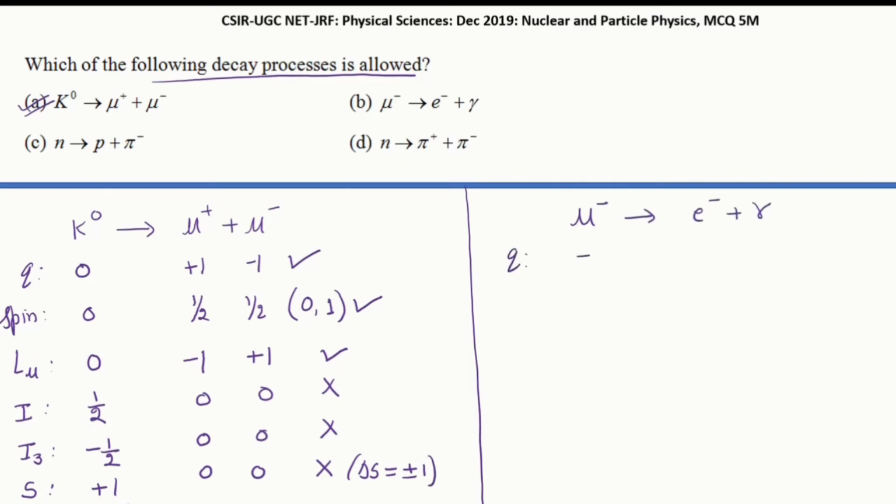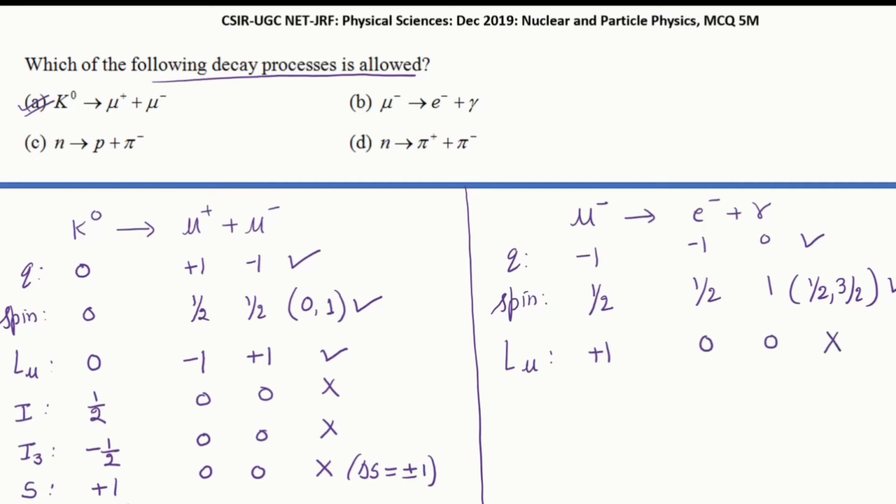So let's look at the next equation or next decay. So the charge here is -1, -1, 0, so charge is conserved. The spin is half for the electron and 1 for the photons. So on the right hand side you have a combination of 1/2 and 3/2. So spin is also conserved. Let's look at the lepton numbers, L mu. On the left hand side it is a +1. On the right hand side 0, 0. So lepton number is not conserved. So straightforward, we can say that this decay is not allowed.